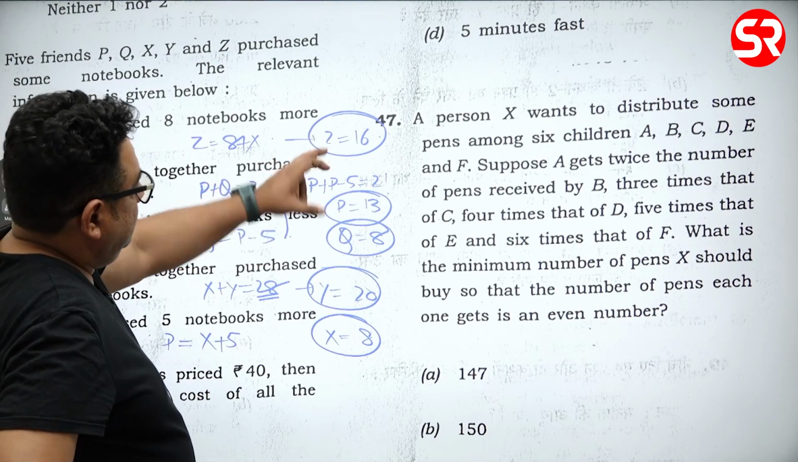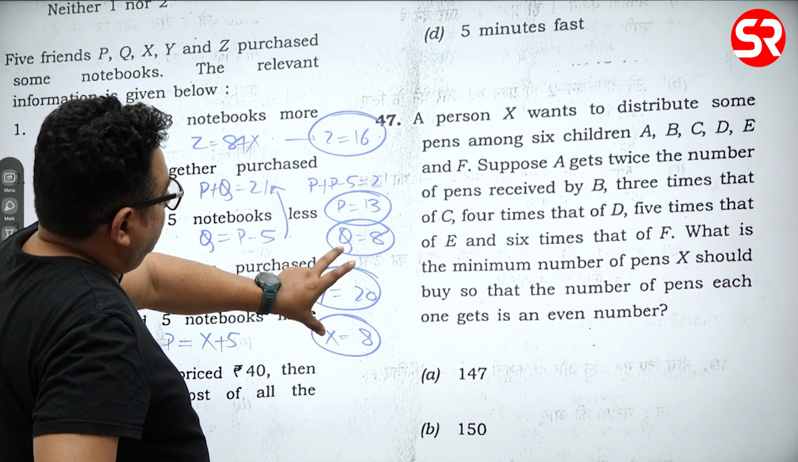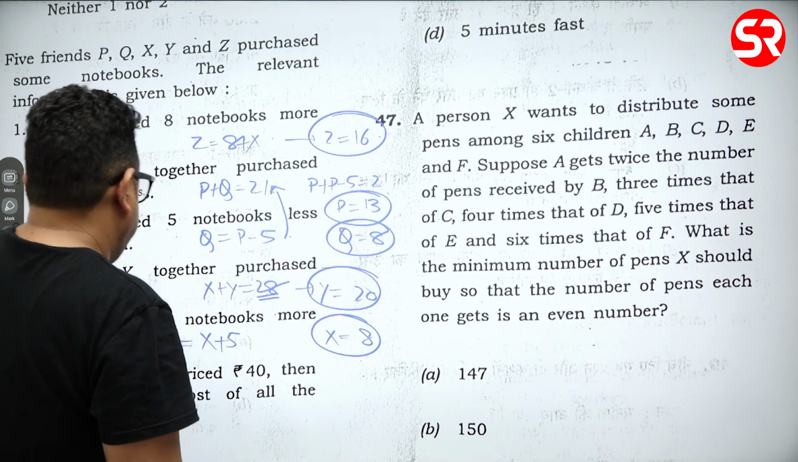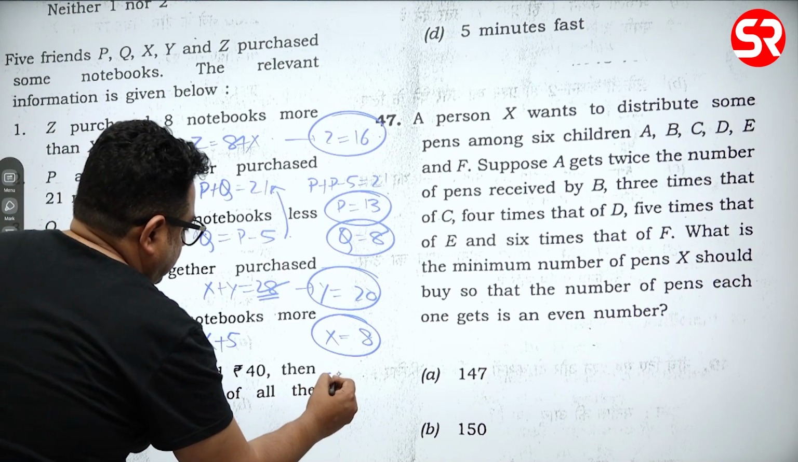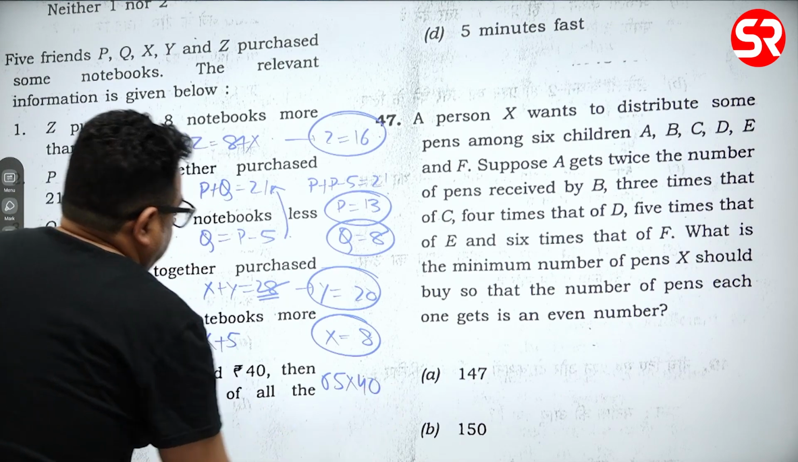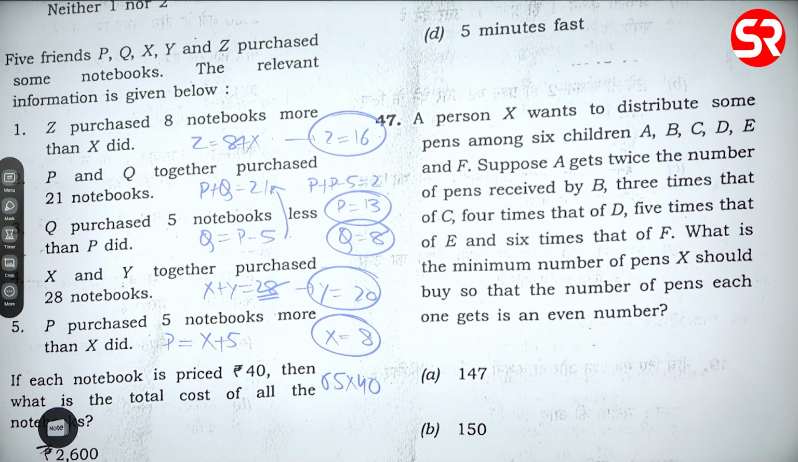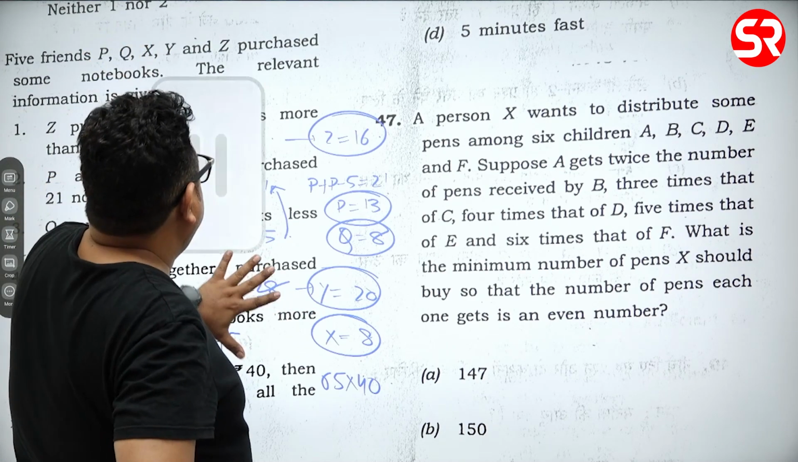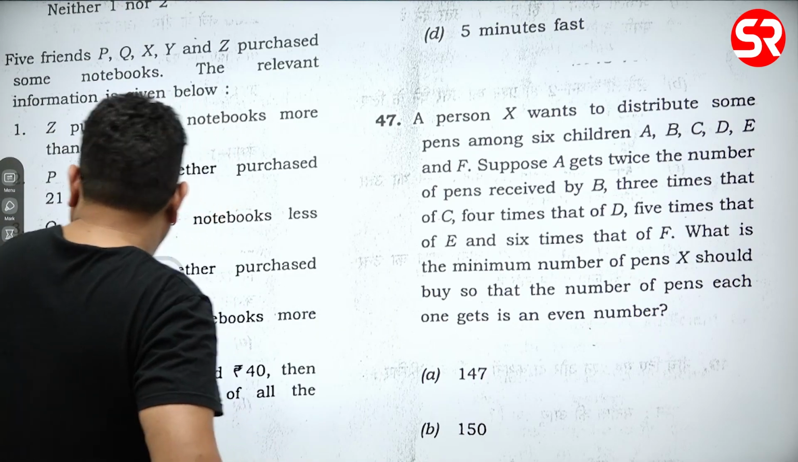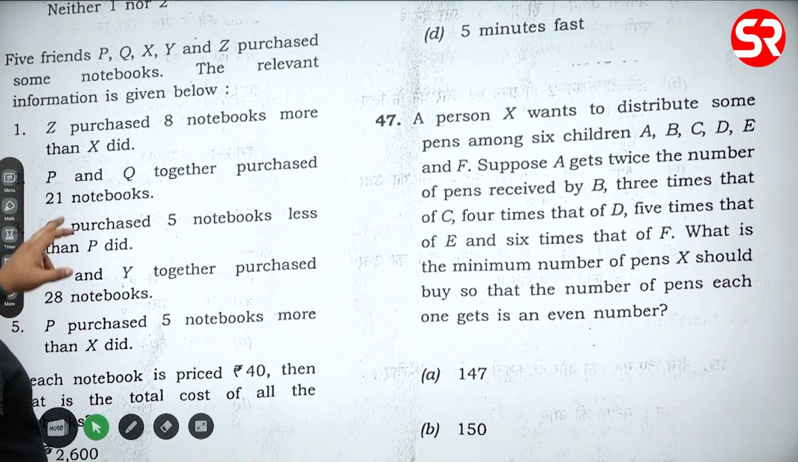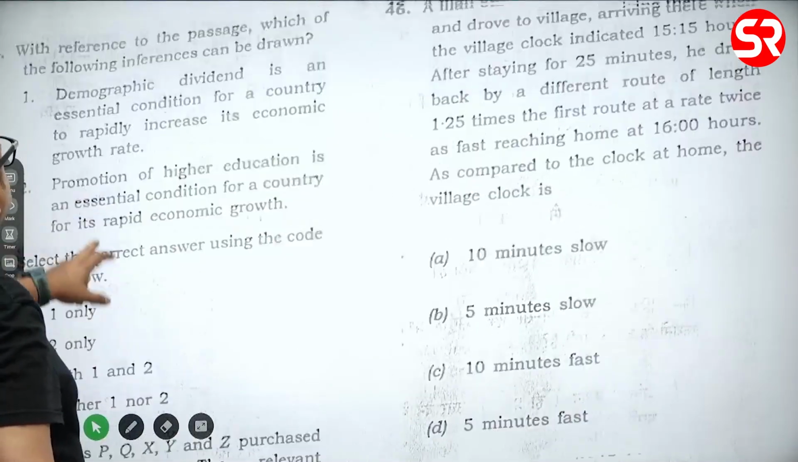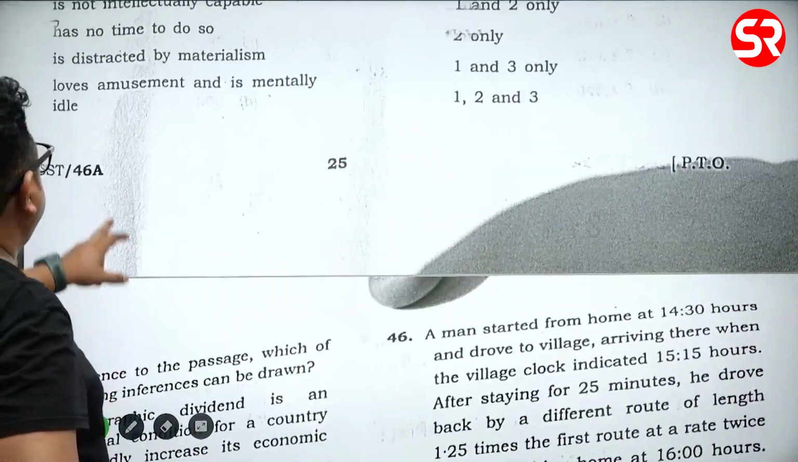So 16 plus 16 is 32, 32 plus 20, yeah, 65 books. 65 books into 4, you would get your answer. Done. Alright, 2600 is your answer, first option. I just made this mistake. Done, guys? So, next. Again, these are more of RCs, guys.